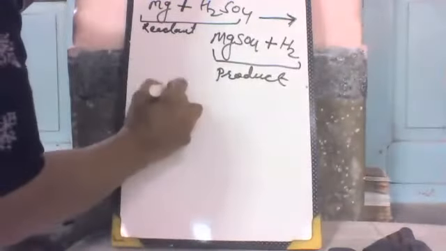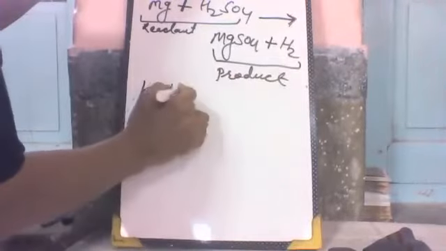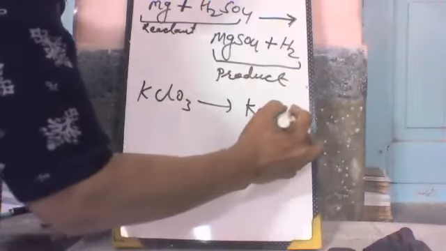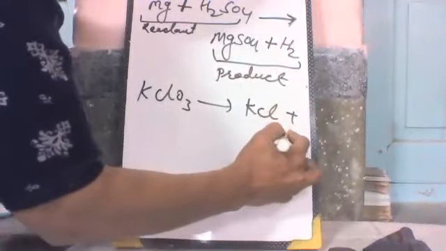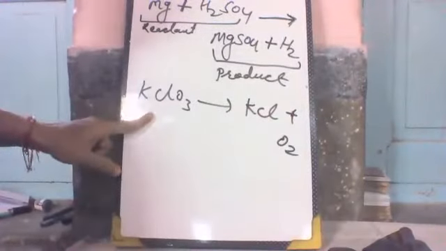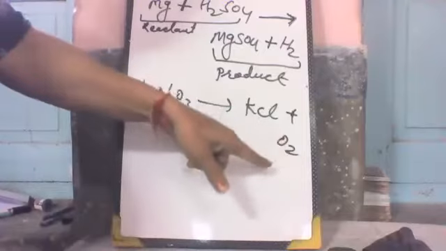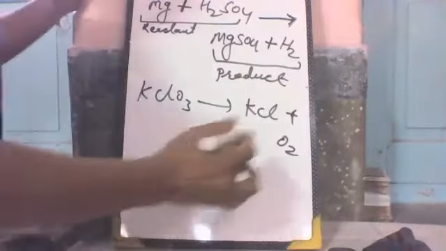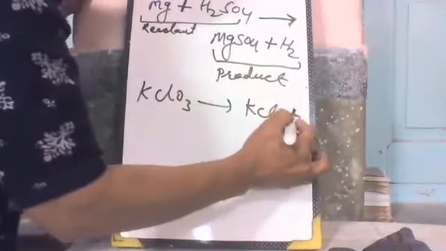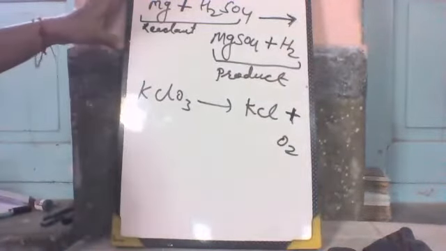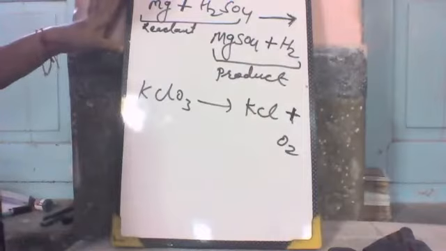If there is KClO3, it's potassium chlorate, right? KCl plus O2. Here is the reactant. Only one reactant is here. On heating, it changes into two products. Two products are separated by the plus sign. So this is the way in which we can write the chemical equation.